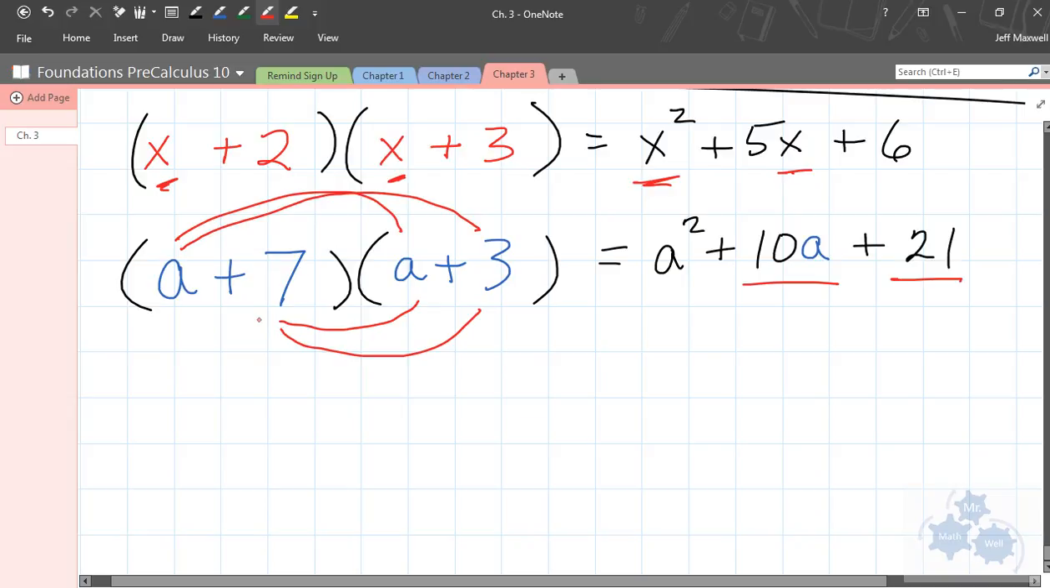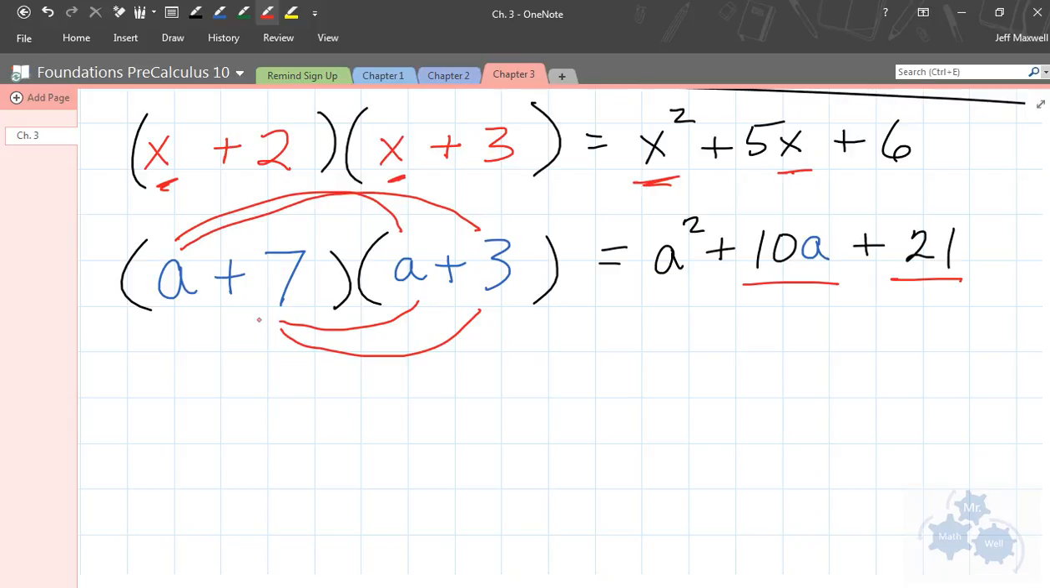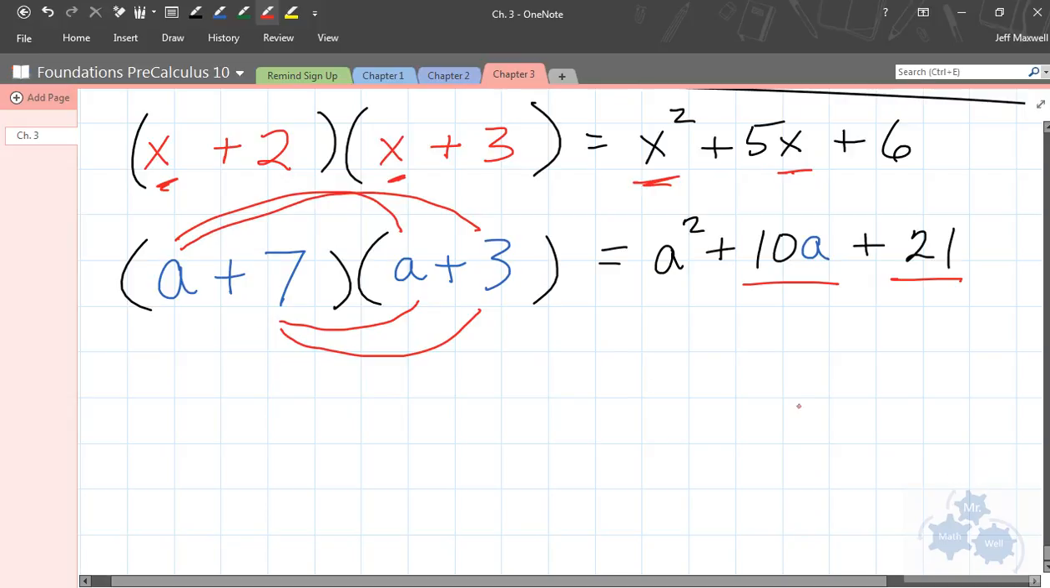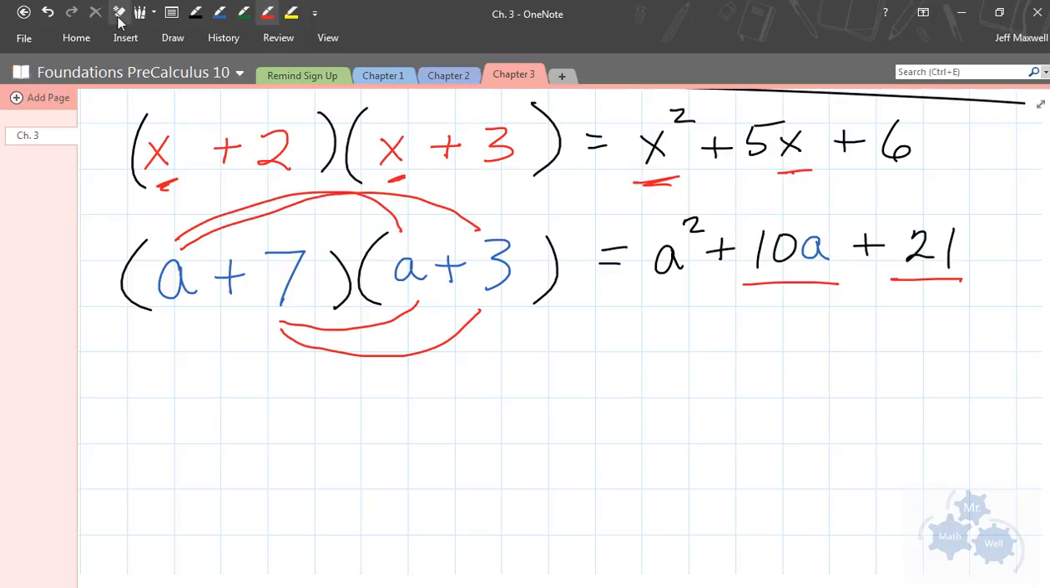So do you see how the FOIL method and this whole adding the numbers and multiplying the numbers, you see how they all connect there? Okay. So that's very good.